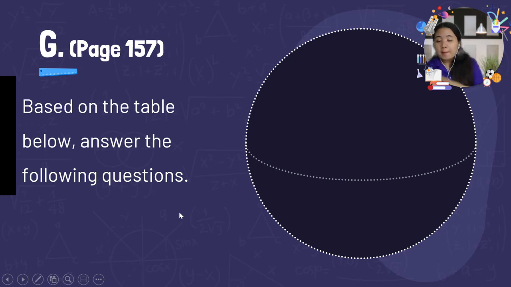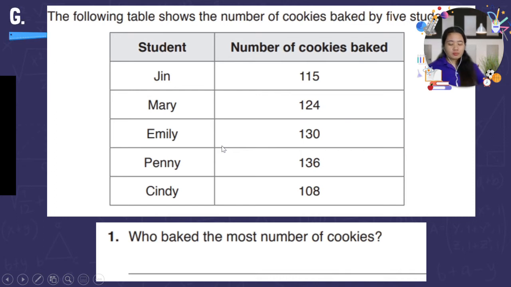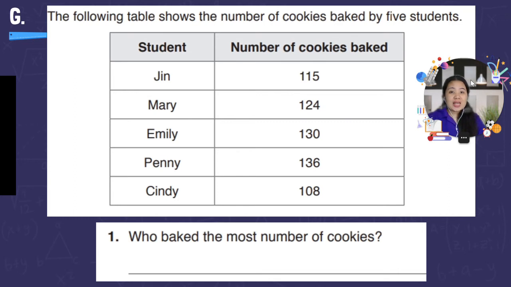Now let's go to letter G. In letter G, based on the table below, answer the following questions. So we have to look again at the table. We don't have to draw. We just have to answer the following questions. Okay, so let's proceed. The following table shows the number of cookies baked by 5 students. The students' names are Jean, Mary, Emily, Penny, and Cindy.